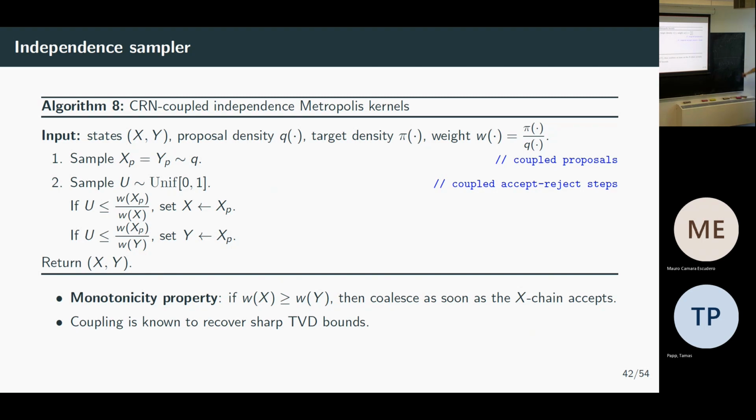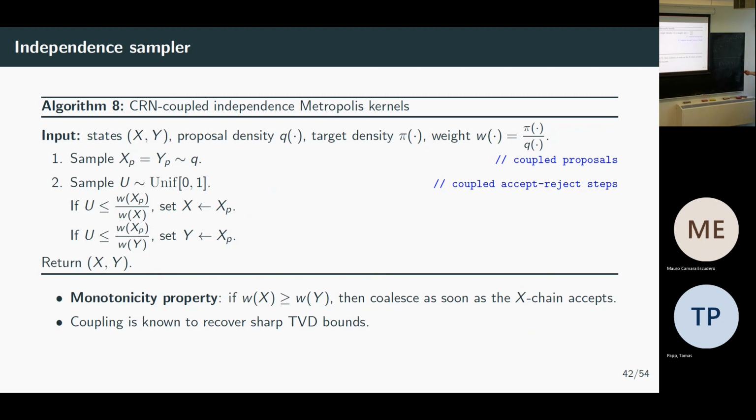So this is your P tilde. One interesting thing about this is it's got a monotonicity property. So if, say, the weight at the state X is bigger than the weight at Y, then the chains coalesce as soon as the X chain accepts. And if you want to understand why that goes on, you see, you've got the same W on the left-hand side, the same U, and then U W_X is bigger than U W_Y, so if this is accepted, then for sure this is accepted. So that's where we are.